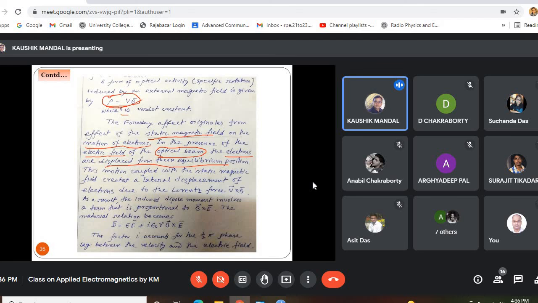Okay. Now due to this displacement of the electrons from their equilibrium position, this motion of the electrons will be coupled with the applied static magnetic field. When this motion of the electrons is coupled with the static magnetic field, it will create a lateral displacement of electrons due to the Lorentz force, V cross B.